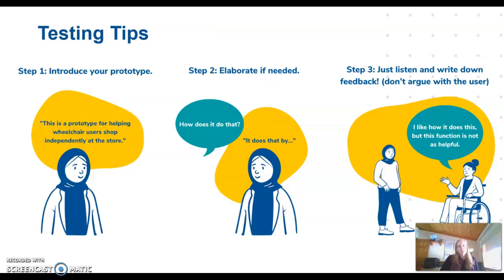So here's what you do. You introduce the prototype. You just say, I know you're having this problem. Here's a solution that I came up with for you. You can elaborate if needed. If they have questions, you can answer the questions, but you're not going to explain it too much. Just let them interact with the prototype, answer any questions they have, but again, you're not selling it, you're not defending it. If the customer gives you some feedback that an aspect of the prototype isn't going to work, say thank you, and now you know what you need to change.